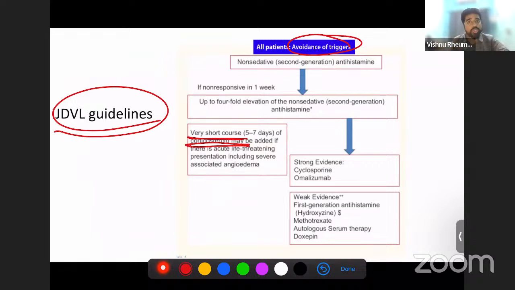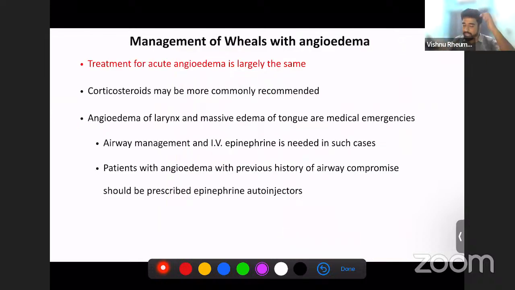If that is also not working, then you go to steroid sparing agents like cyclosporin, which has the strongest evidence, and also you can consider methotrexate and doxepin as well. Also, omalizumab is something that works very well in your refractory cases. So basically, second, avoidance of triggers, second generation antihistaminics, then you go for steroids and your steroid sparer. This is how basically the treatment is.